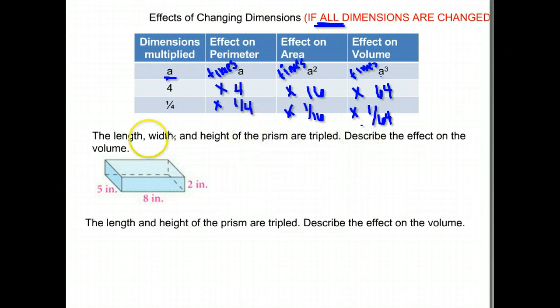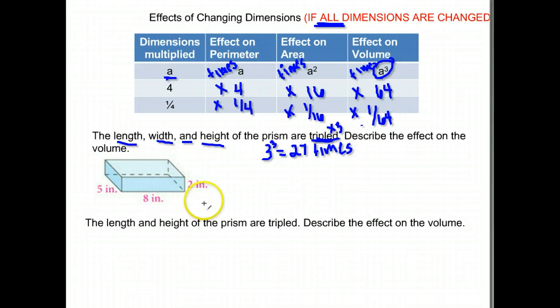Okay, so here's an example. It says the length, width, and height, all of the dimensions are tripled. So that means they're multiplied by 3. Describe the effect on the volume. Well, I can do this pretty fast using the properties I talked about up here. If all the dimensions are multiplied by 3, what happens to the volume? It's multiplied by 3 to the third power, or 27. Okay, it's 27 times the volume of the original.